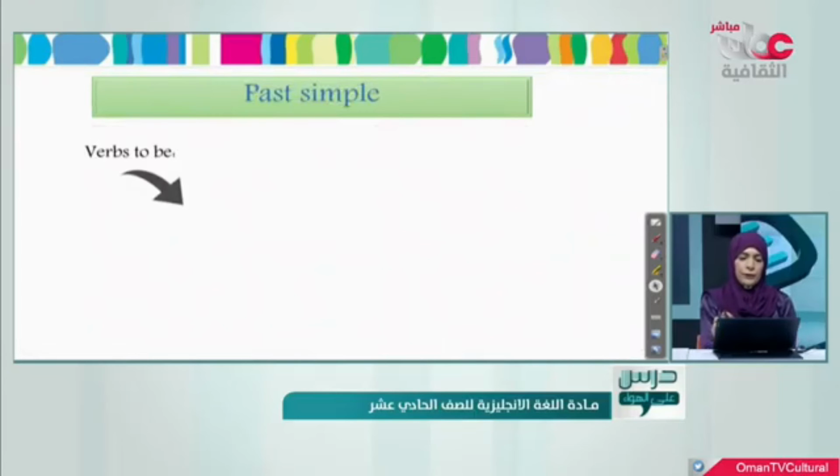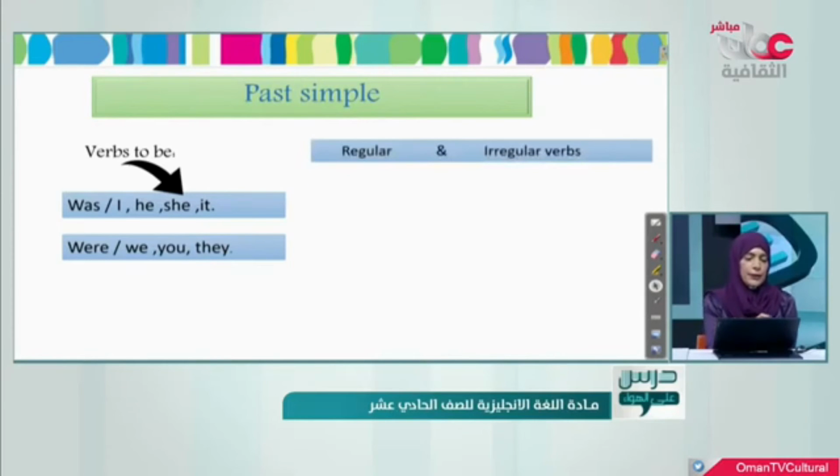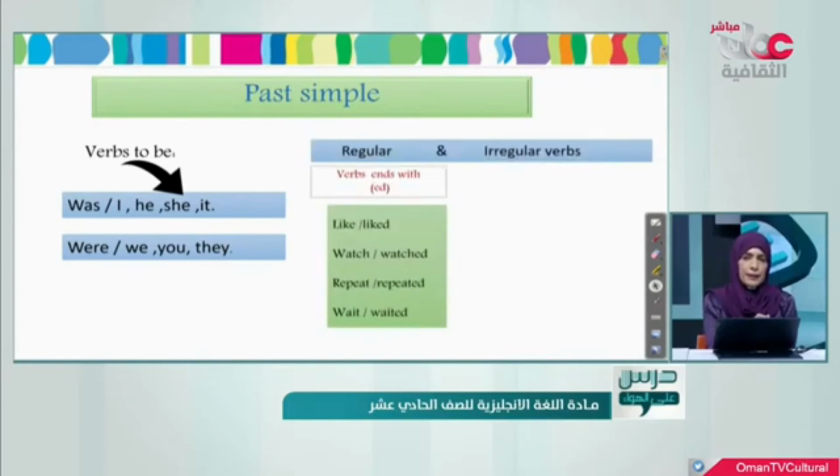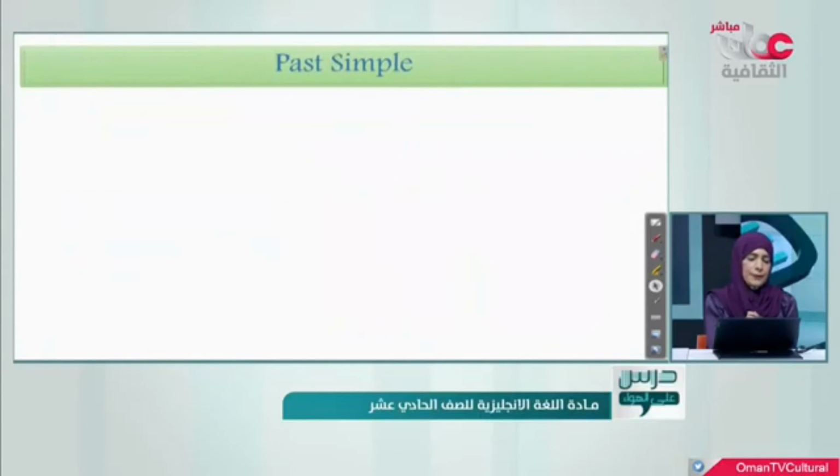Now, how can we form the past tense? Before we talk about the past tense forms, here we have types of verbs. The past tense is special in the form of verbs, in which we have three categories.